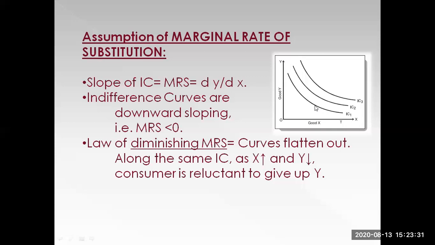Now if I keep on trying to reduce the amount of good Y that I consume and I keep on trying to increase good X, you see, when I came from this point to this point, I reduced this amount of good Y and I increased this amount of good X. But if I move from this point to this point, I am reducing a very small amount of good Y. On the other hand, I am increasing the amount of good X a lot.